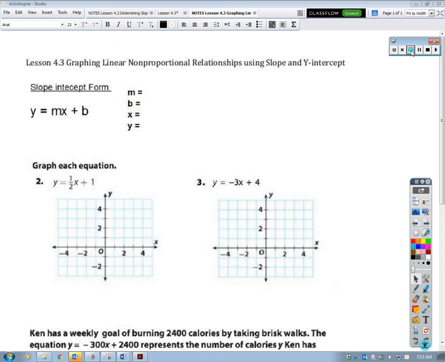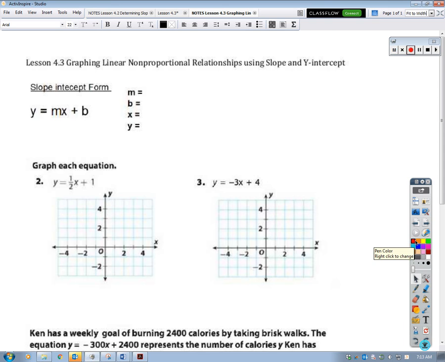Alright, Math 8 students, this is lesson 4.3, Graphing Linear Nonproportional Relationships using Slope and Y-intercept. And this should actually be a fairly quick lesson here because we have introduced a lot of this information already throughout the last couple lessons.